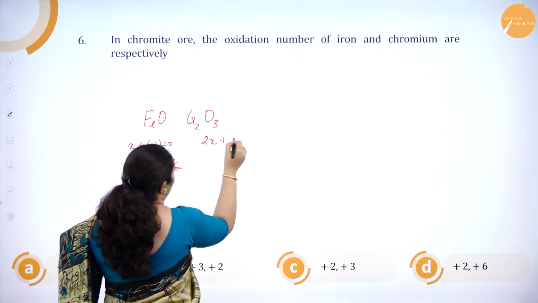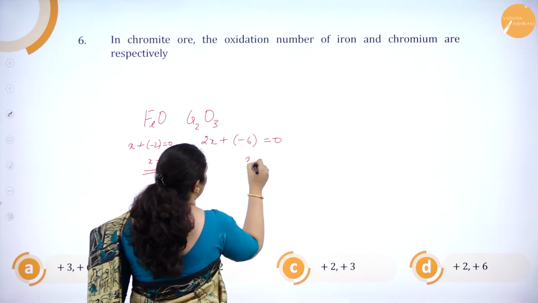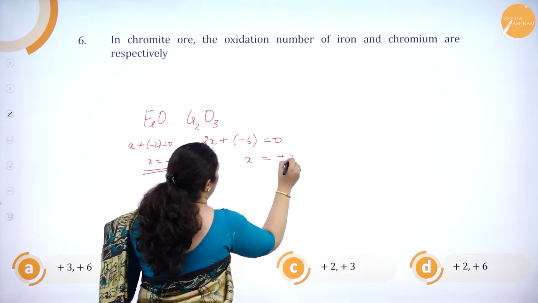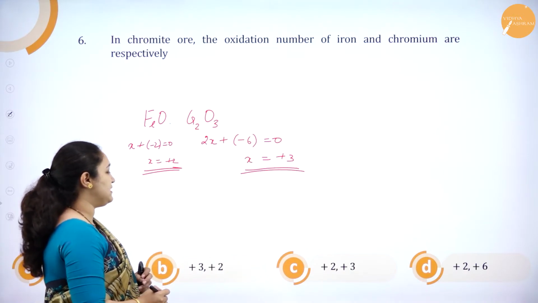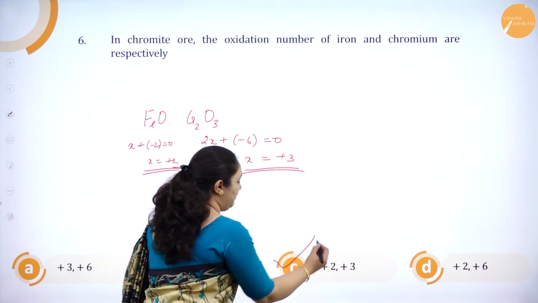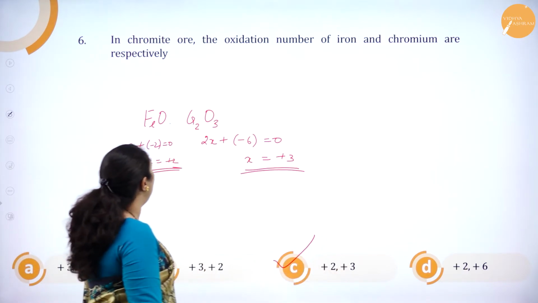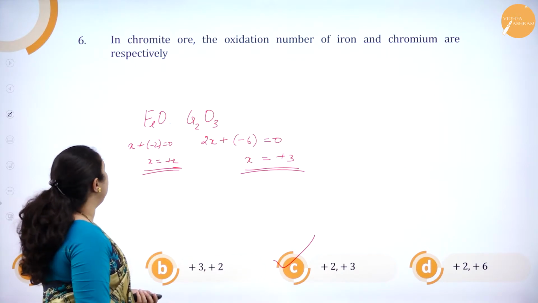For chromium, if I calculate, it is 2x minus 6 is equal to 0. So x I will get as +3. Isn't it? So it is +2 and +3. So which is the correct option? It is option C. +2 for iron, +3 for chromium. Okay. We shall see the next question.